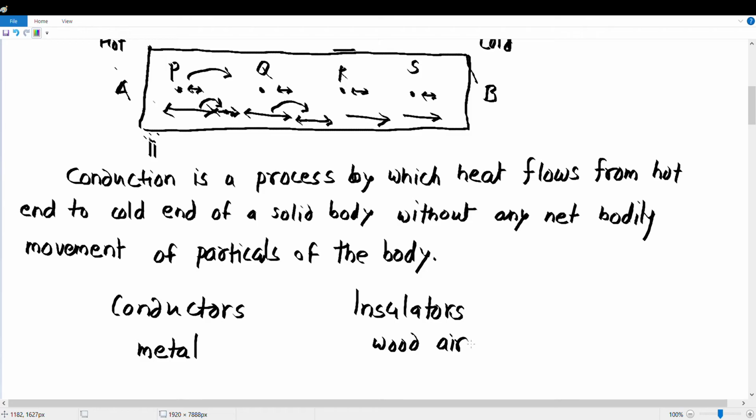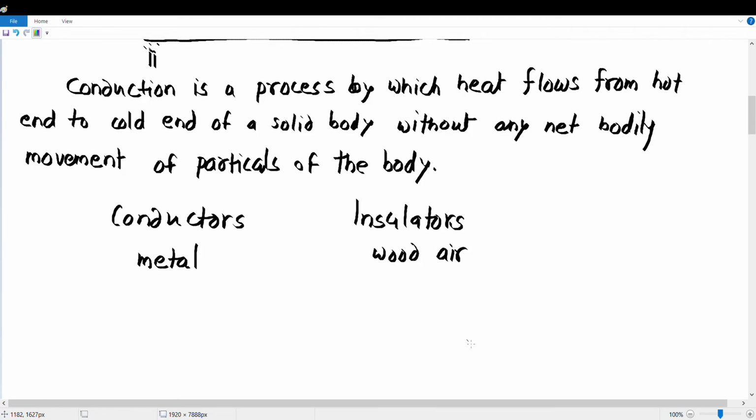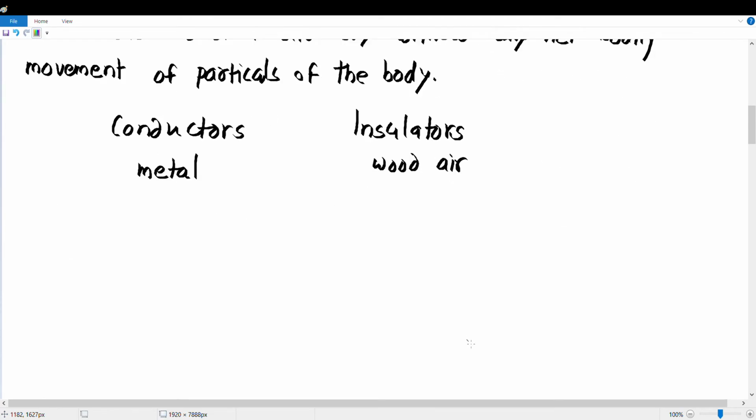of thermal conductivity. So all metals are the thermal conductors, and all insulators, like wood, air, brick, they are the thermal insulators. They oppose resistance to the flow of heat, and from this we will see the applications of this thermal conductivity.